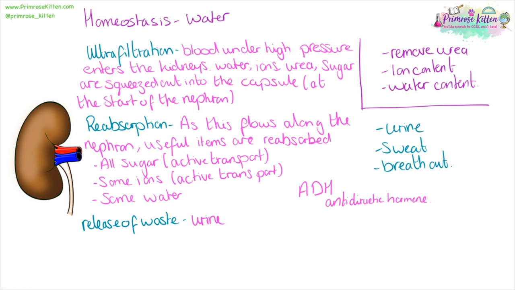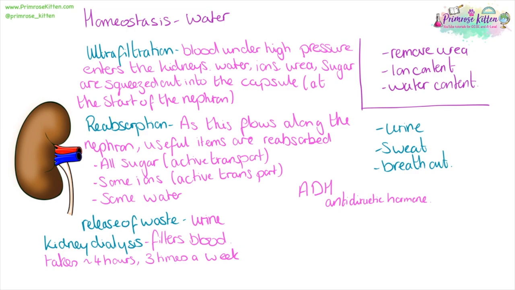If kidneys aren't working properly, a person can undergo kidney dialysis. The dialysis machine will take over the function of the kidneys, but it is very time consuming, it takes about 4 hours and has to be done 3 times a week. So this has a huge impact on someone's life and is not a lot of fun. An alternative to dialysis could be a kidney transplant. But these come with very long waiting lists and there is always the risk of rejection.